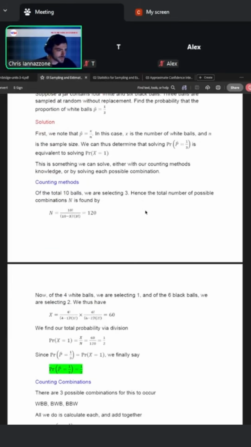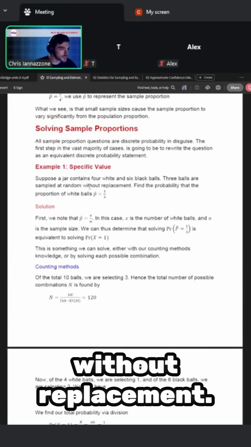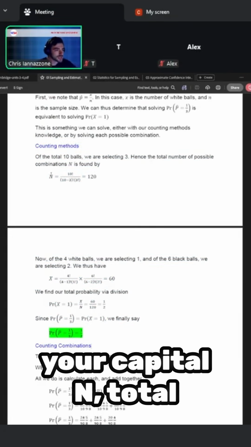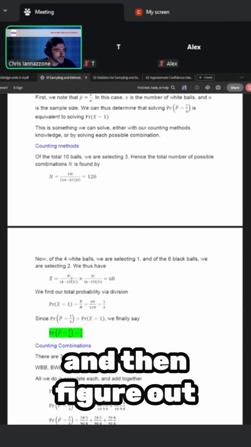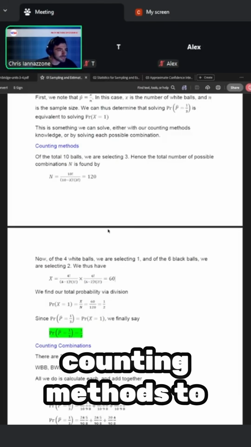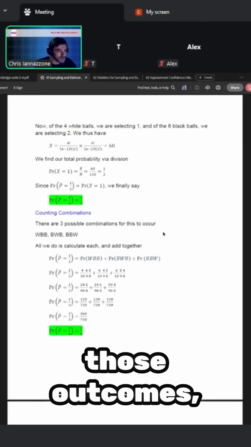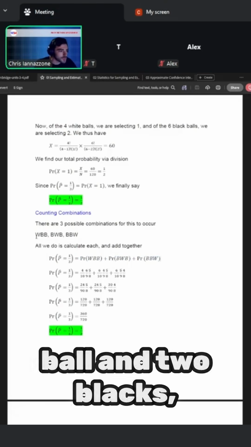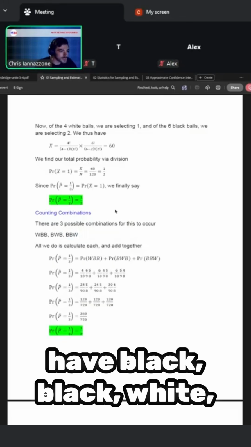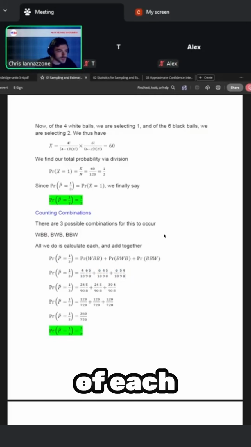Because we've now converted it back to an equivalent discrete probability statement, we're just going to go ahead and use our discrete probability methods, of which there are 2 main ones you can go about for this because it was without replacement. One method of going about it would be using counting methods. You want to find your capital N, total number of possible combinations, and then figure out the number of desirable combinations. You can use your counting methods to achieve that. You can also just count the number of ways you could arrange those outcomes, right? So for 1 white ball and 2 blacks, you could have white first, then 2 blacks. You could have black, white, black. You could have black, black, white. And then all you would do is just figure out the probabilities of each of those individually.